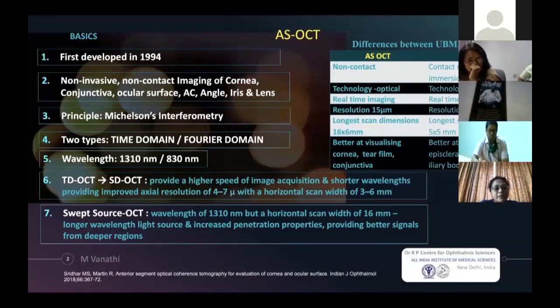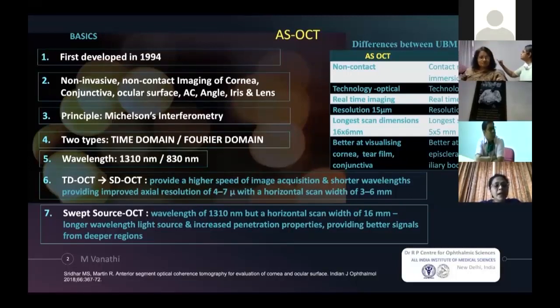So the time domain is a little slower and the imaging is not as clear and sharp, but the Fourier domain is much sharper and gives you faster imaging here. The Fourier domain has now moved on into what is known as the spectral domain here. And this has further innovated, or has seen technological advances, as the swept source OCT here.